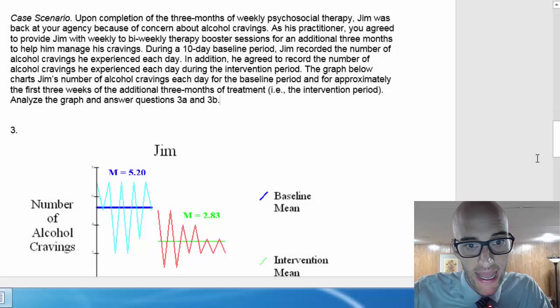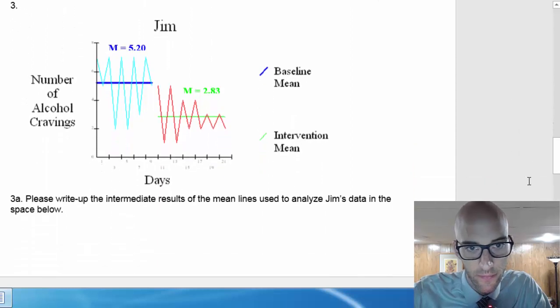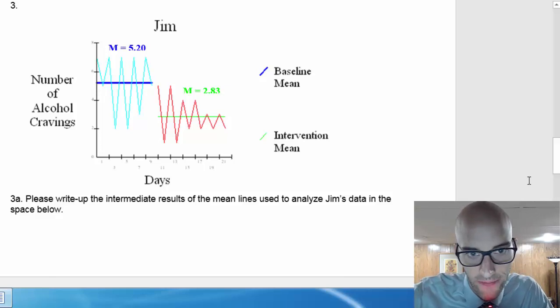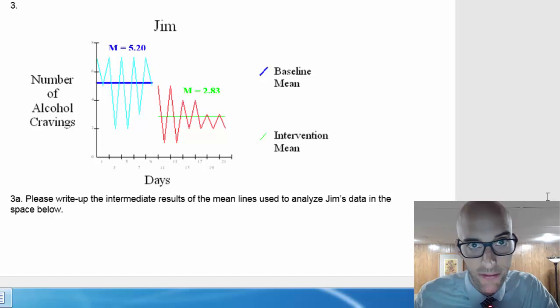Okay, so then there's the vignette again that describes the data below. The graph charts Jim's alcohol cravings each day for a baseline period for the first 3 weeks and an additional 3 months of treatment. Analyze the graph, and answer 3A and 3B. So 3A asks, please write up the intermediate results of the mean line used to analyze Jim's data in the space below. So you could say something relative to the baseline during the intervention phase, and then fill in the blank with whatever you've noticed the intermediate results are.